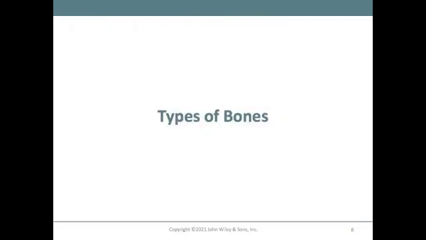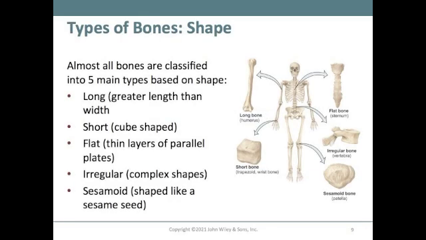So types of bones, this is another important thing, and this will also include a little bit of talk about the appendicular portion of the skeleton, but almost all bones are classified into 5 main types based on their shape. This is figure 7.2 on page 205. Short bones are usually cube-shaped, and we find those in the wrist and also in the ankles. Flat bones are common in the skull for sure.